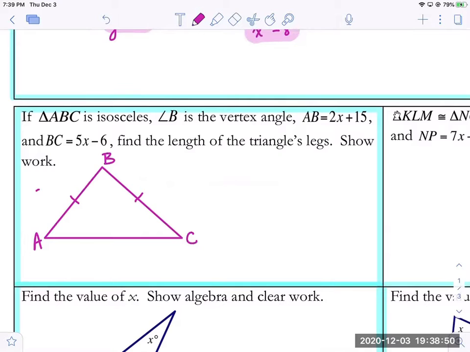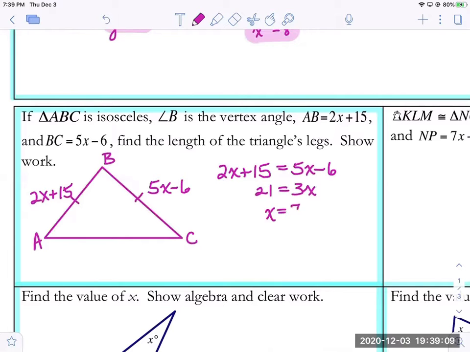Okay, AB is 2x plus 15. BC is 5x minus 6. Well, since they're legs, that means that we're going to set them equal to each other. And that means 3x would equal 21, and x would be 7.